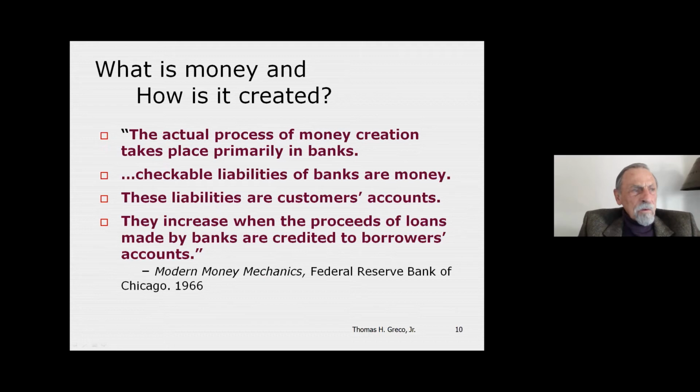So that was no news to me because I had discovered the same thing back in the mid-1970s when I read this book from the Federal Reserve Bank of Chicago called Modern Money Mechanics. And it says the same thing. The actual process of money creation takes place primarily in banks. And the money is the checkable liabilities of banks. That's what money is. These liabilities are customers' accounts. So you have an account at the bank, you have a so-called deposit in your account, that's money. And the banks create that money when they make loans.